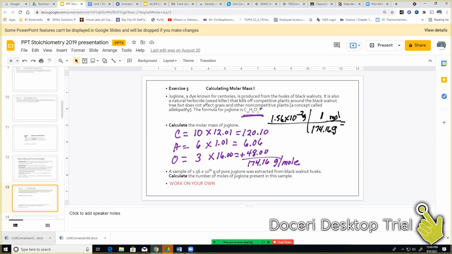If you're going from grams to moles, your number should get smaller. If you're going from moles to grams, your number should get larger. Because one is a division problem, one ends up being a multiplication problem. So top divided by the bottom, and you get 8.96 times 10 to the -5 moles of juglone. Remember, I'd have to have at least 174 grams to have even 1 mole, and we had much less. So that makes sense that it's that small of a number.